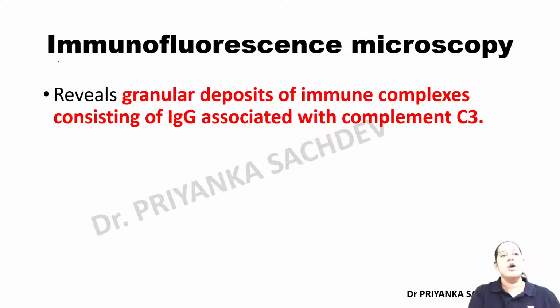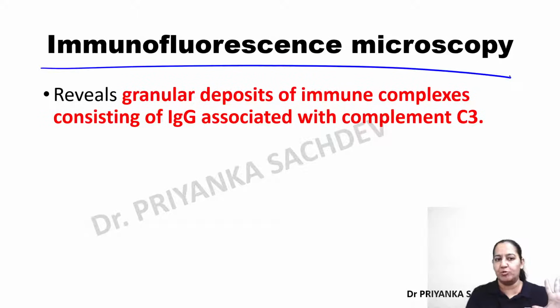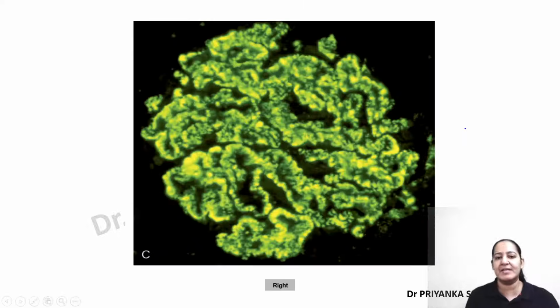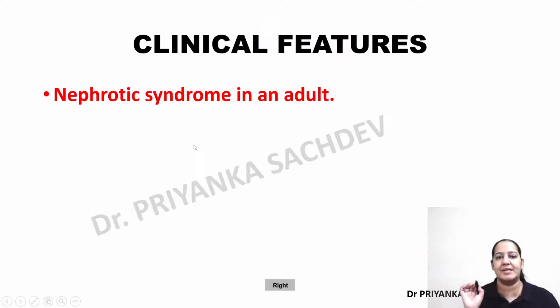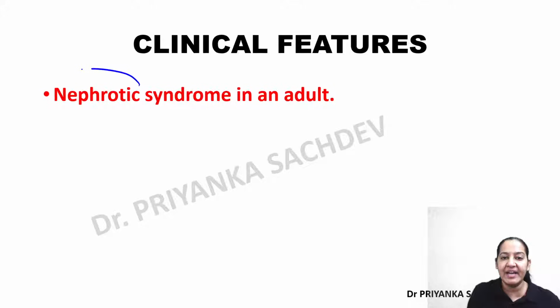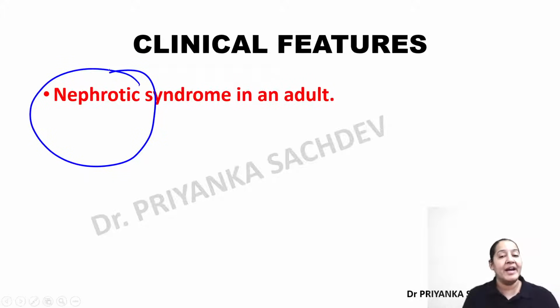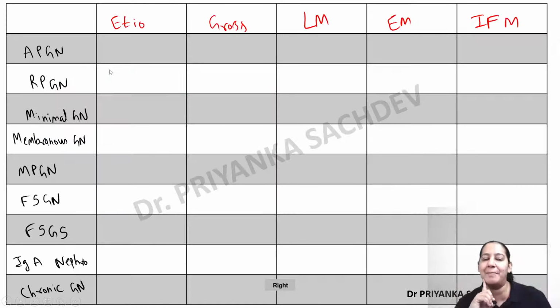Have you appreciated? On immunofluorescence, the composition is to be said. The composition is again IgG plus C3. Nothing important. It's IgG plus C3 granular deposits. That's it. Clinical finding, it is nephrotic syndrome in contrast to PSGN, which was nephritic. PSGN में nephritic था, यहाँ पे nephrotic है.